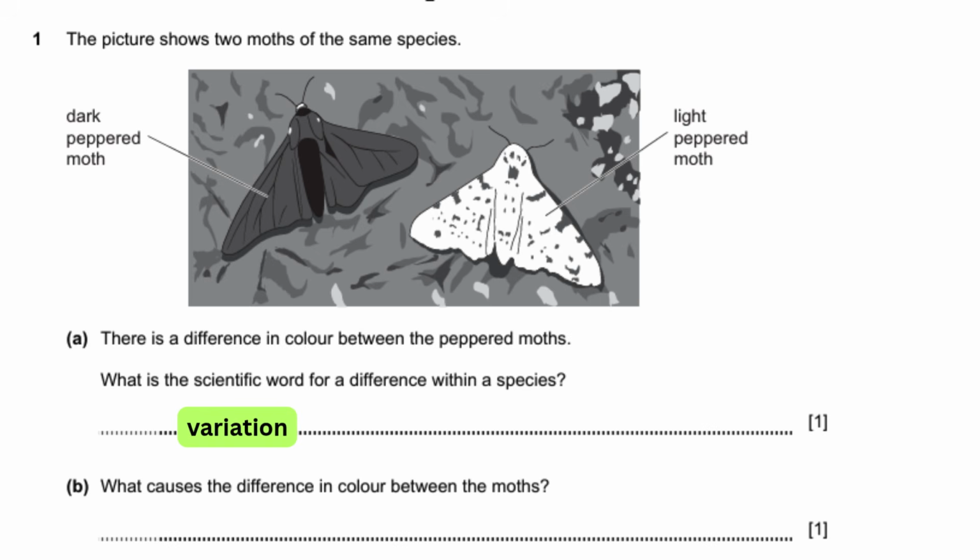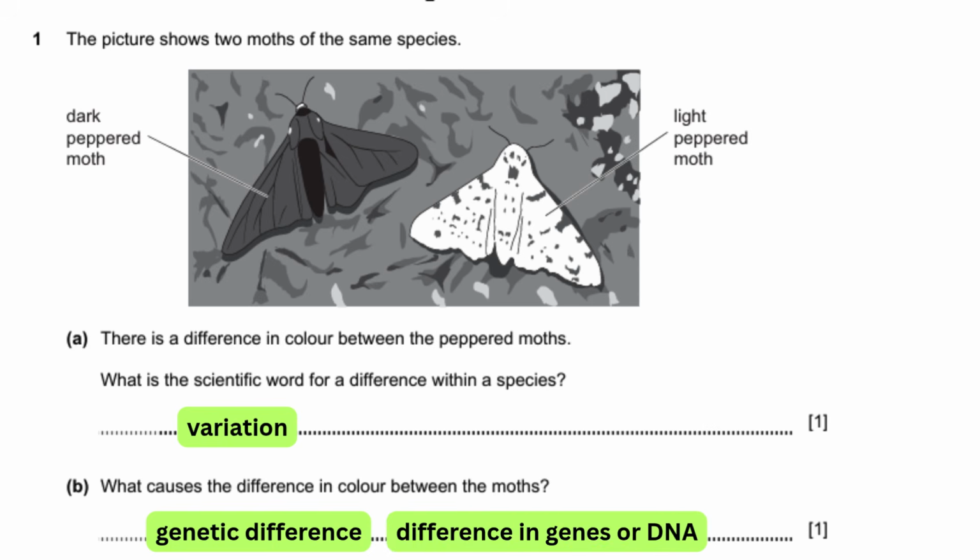Okay. Then in B, he asks about the reasons of variation. What causes the difference in color between the moth? The difference in color between them, for sure, is a genetic difference, because of having different genes or also different DNA, it will be accepted. So the difference between them in colors refers to having different genes. Okay, it is a genetic difference.